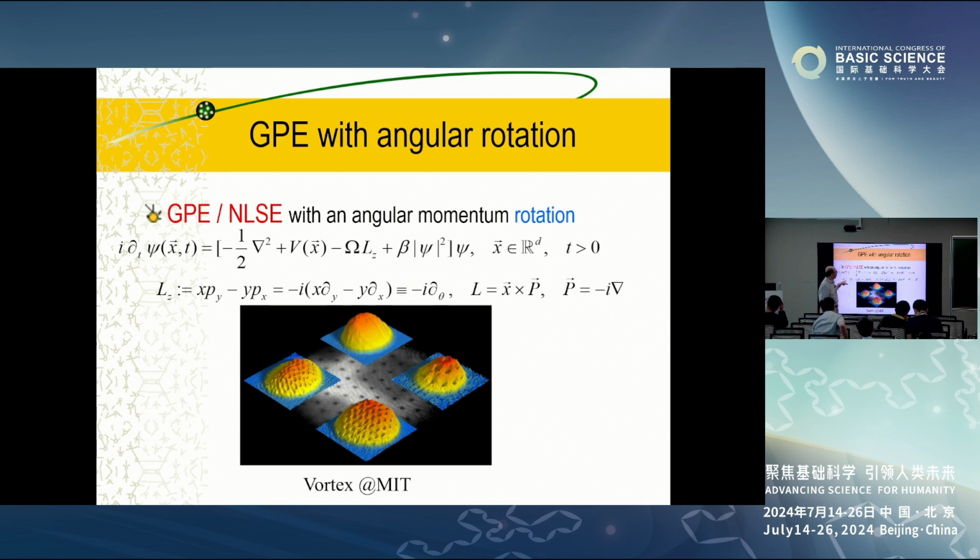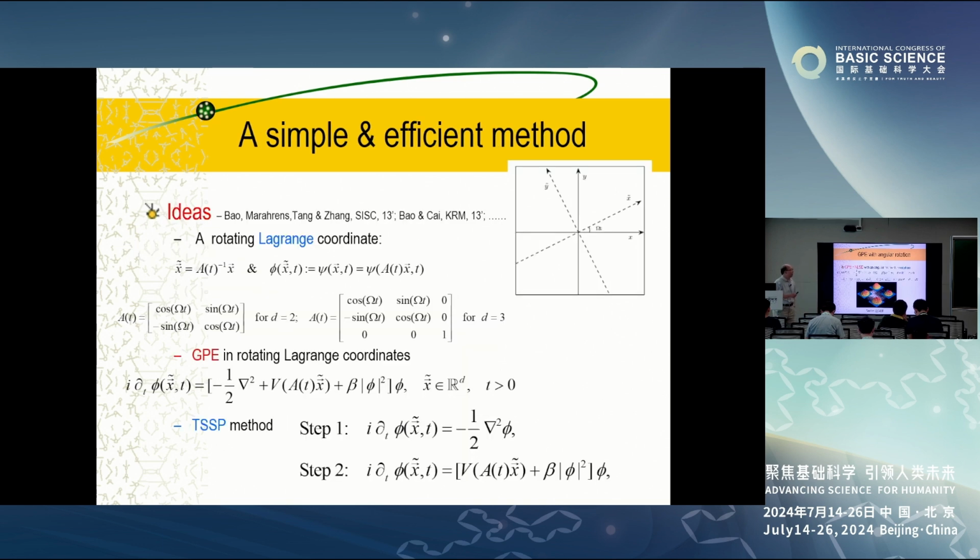Okay, so L_z is called the z component of L, which in Cartesian coordinates is basically minus i (x d_y minus y d_x), or in 2 dimensions with polar coordinates it is minus i d_theta, where (r, theta) are polar coordinates. For this one, you can say precisely this term's consequence is very simple. The other terms are algebraic functions. But with this one, since it's x d_y minus y d_x, it's tough to handle. So what we do is we use a rotating Lagrangian coordinate.